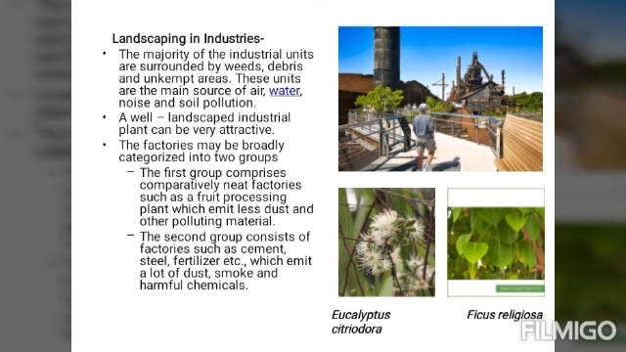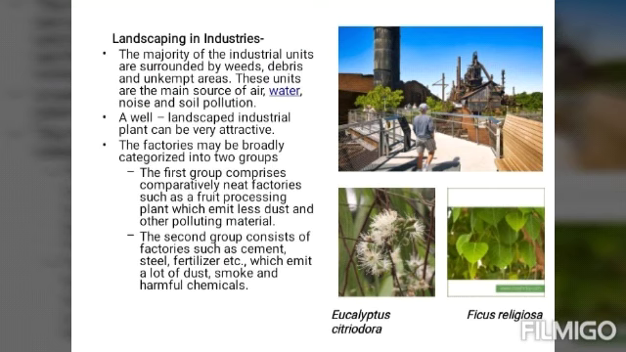And the second group consists of factories such as cement, steel, fertilizer, etc., which produce more dust, smoke and harmful chemicals. So here, in the second group, you need to look more and work more. And there are suitable plants to cut down this type of pollution.